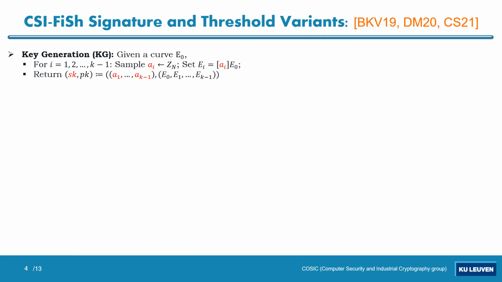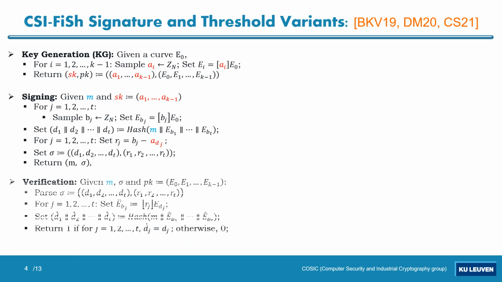Based on that ID protocol, CSI-FiSh is obtained by applying the Fiat-Shamir transform, in the quantum model, to this ID protocol and obtaining a signature scheme, which is exactly the same as the description of the ID protocol. So you sample EK curves using different secret values of A1 till AK-1. And then you set the SK and the others as a public key.